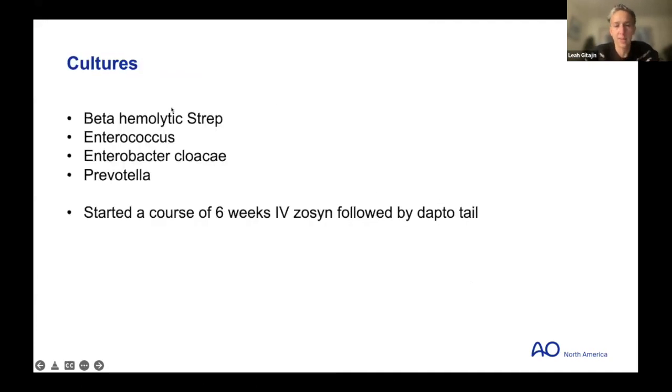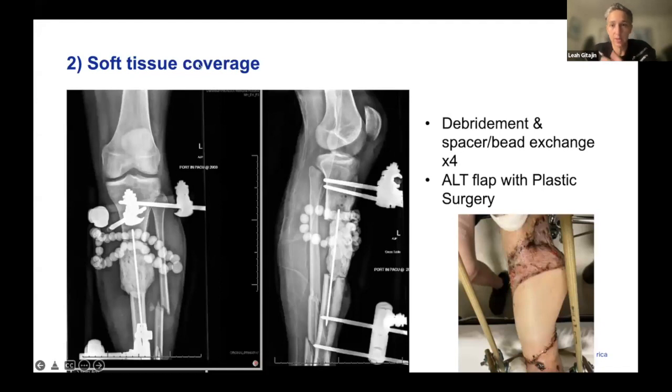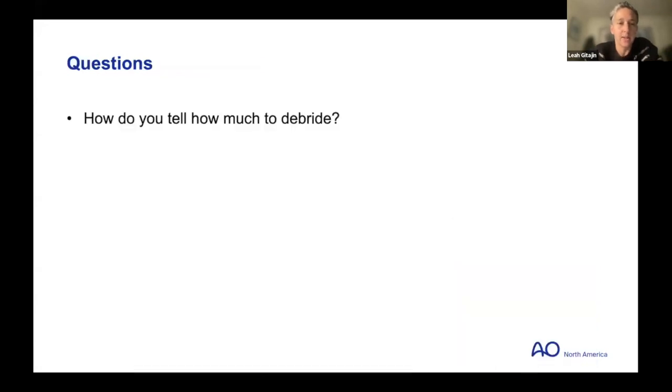He grew a polymicrobial infection with beta-hemolytic strep, enterococcus, enterobacter, and prevotella. He was started on 6 weeks of IV Zosyn, which our ID folks selected for him. Once we get that nice and clean and we're happy with that wound, the second problem we're solving is soft tissue coverage, where we often need help from our plastic surgery colleagues. He got 4 debridements and bead and spacer exchanges, and then he got an ALT flap, an anterolateral thigh free flap, with plastic surgery, so nice durable soft tissue coverage.